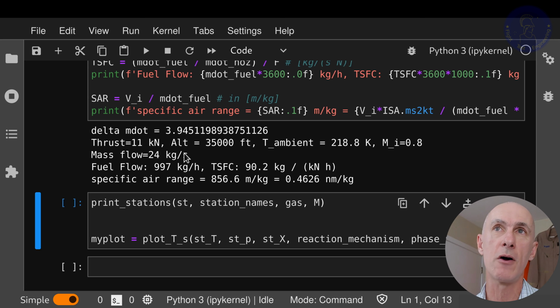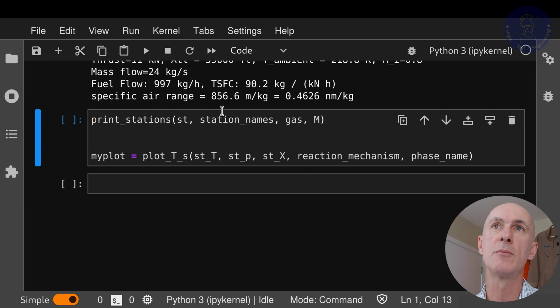Our results here show also that we have 11 kilonewtons of thrust at 35,000 feet and Mach 0.8. We get the fuel flow around 1,000 kilograms per hour, and our TSFC at 90 kilograms per kilonewton hour. And the SAR, the specific air range, is going to be around 0.46 nautical miles per kilogram. Don't worry about these numbers now, because they will need to be converged with mass flow. So we'll refine them on the next episode, like we said.